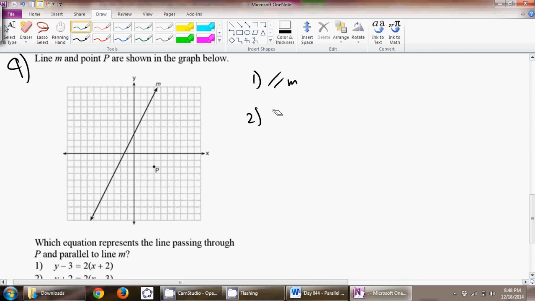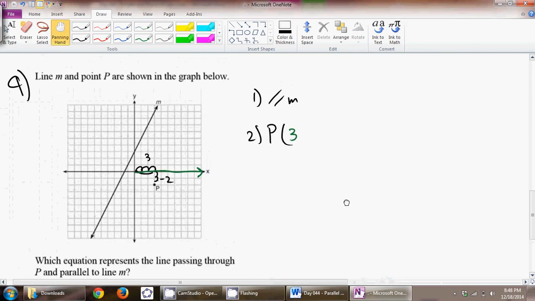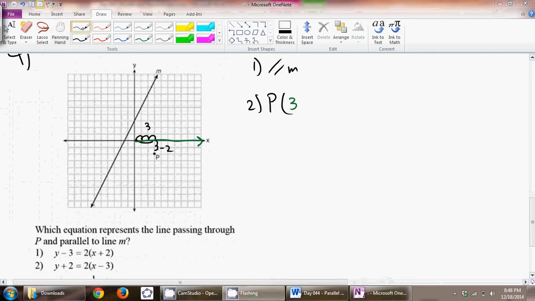All right. So notice they never tell me what point P is. I need to figure out what the coordinate of that thing is. 1, 2, 3. So in the x direction, it's 3, and then down it's 1, 2, minus 2. So in my x direction, it's 3. In my y direction, it's minus 2, right? So that's the point it has to go through.